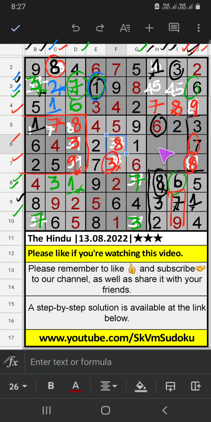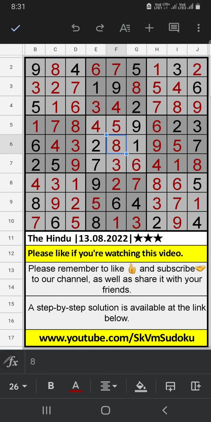6th row, 2 numbers are remaining, 5 and 9. Column I, we already have 9, so 9 can't come in the cell, 9 is confirmed here. Then 5 is here. Column I, we have 5, so 5 can't come in the cell, 5 is confirmed here. Then 4 is here. 7th row, 2 numbers are remaining, 1 and 4. Column H, we already have 1, so 1 can't come in the cell, 1 is confirmed here. Then 4 is here.